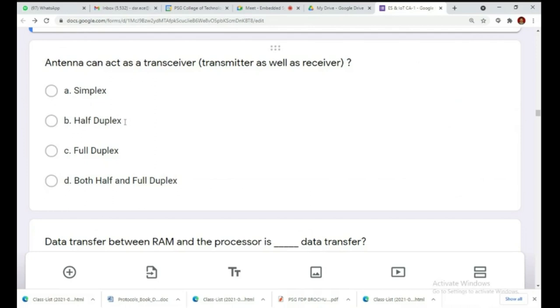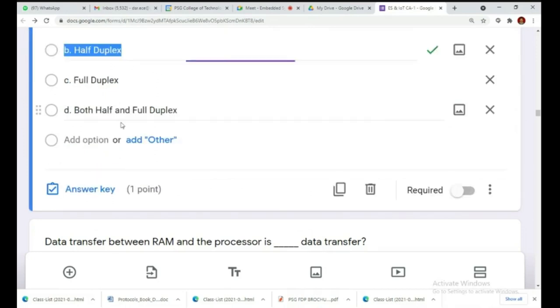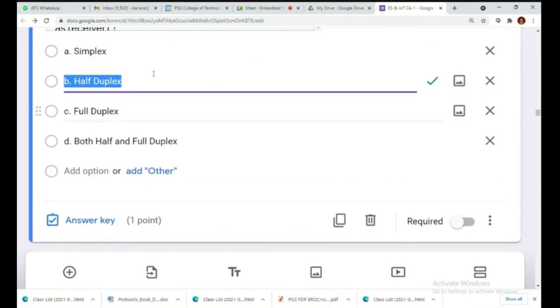So there is only one antenna. The same antenna acts as a transmitting antenna for a period of time, and the same antenna is used as a receiving antenna for a period of time. So it alternately happens. Hence, it is half duplex. So an antenna can act as a transceiver, which is half duplex in nature. So half duplex is the right answer.